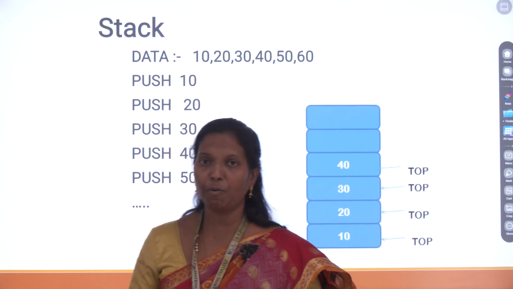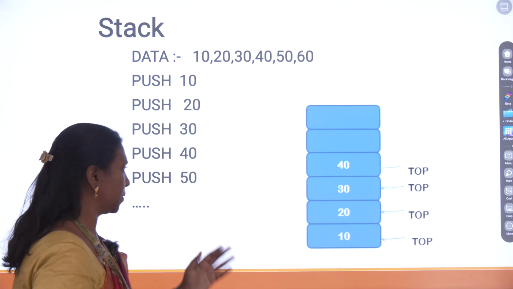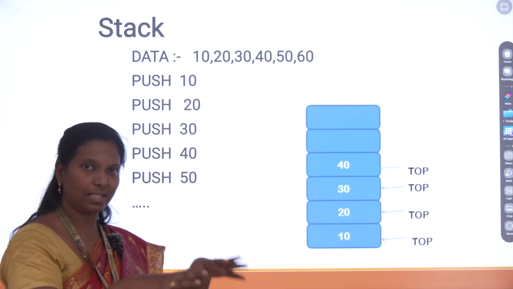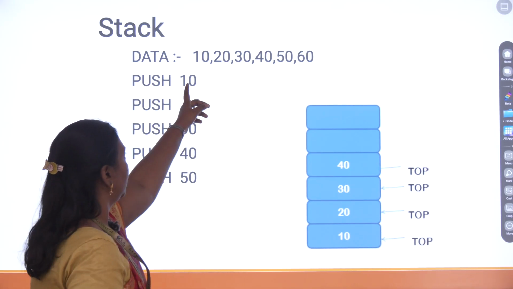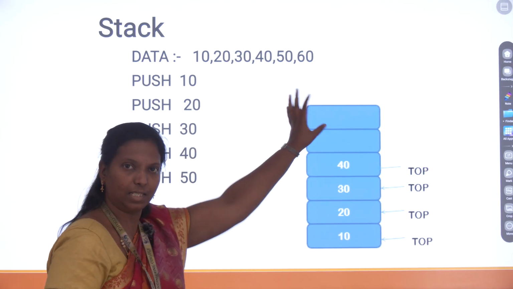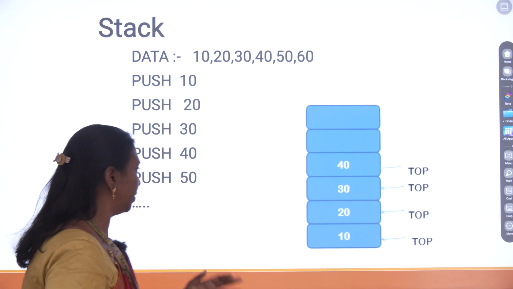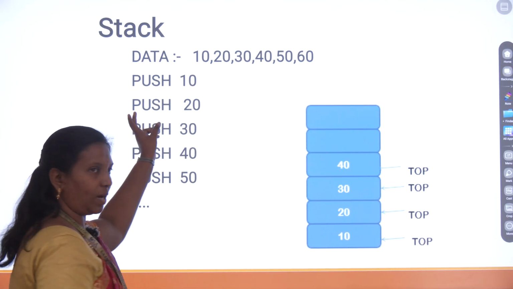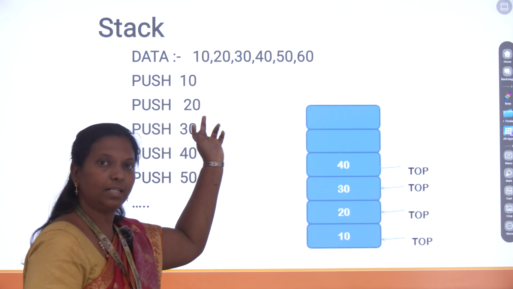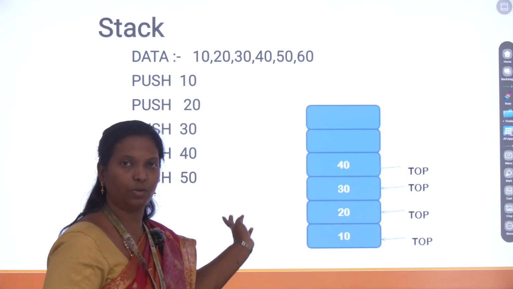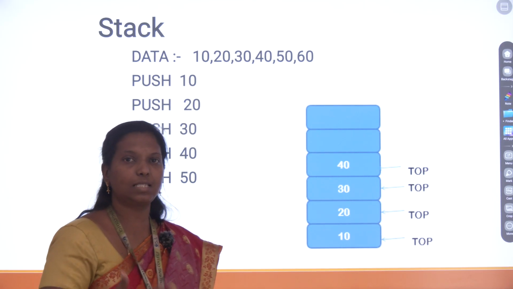So this example portrays how pushing happens in the stack. First I am giving you an example with some elements. Say for example we take 10, 20, 30, 40, 50 and 60. These are the elements to be inserted into the stack. In step 1, we follow the pushing of 10, then 20, 30, 40, 50 and so on. So this is our picture of how it is implemented.